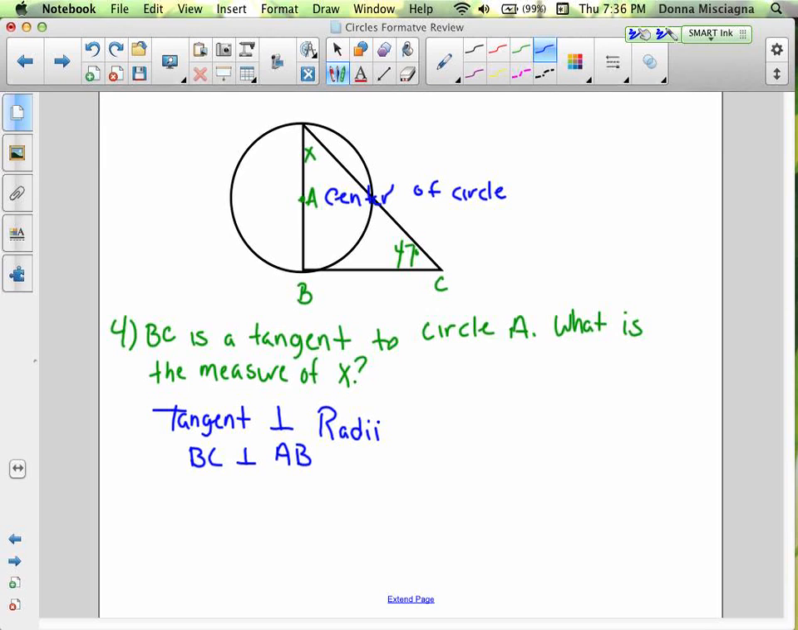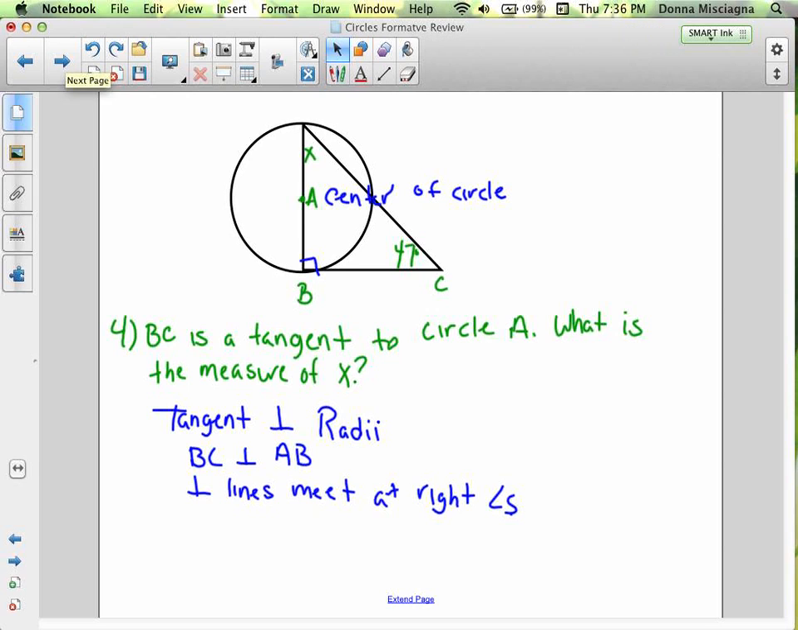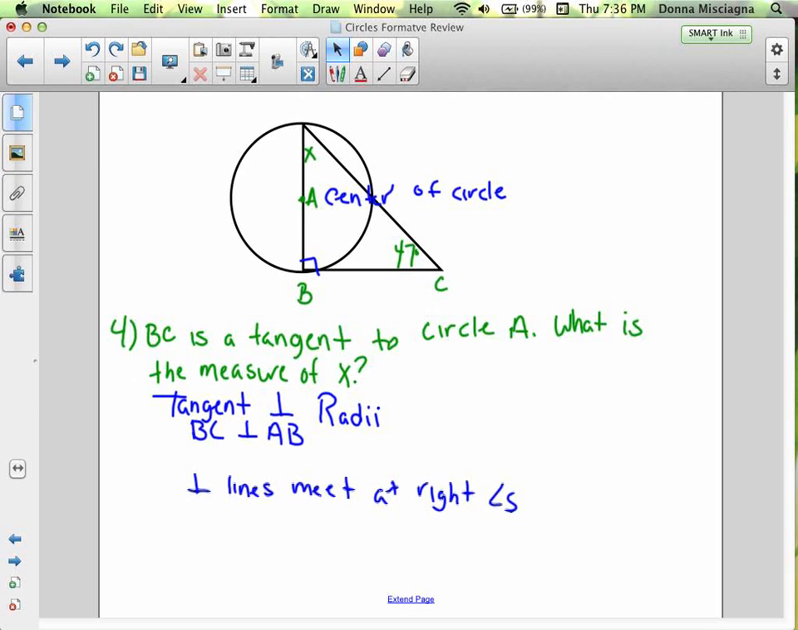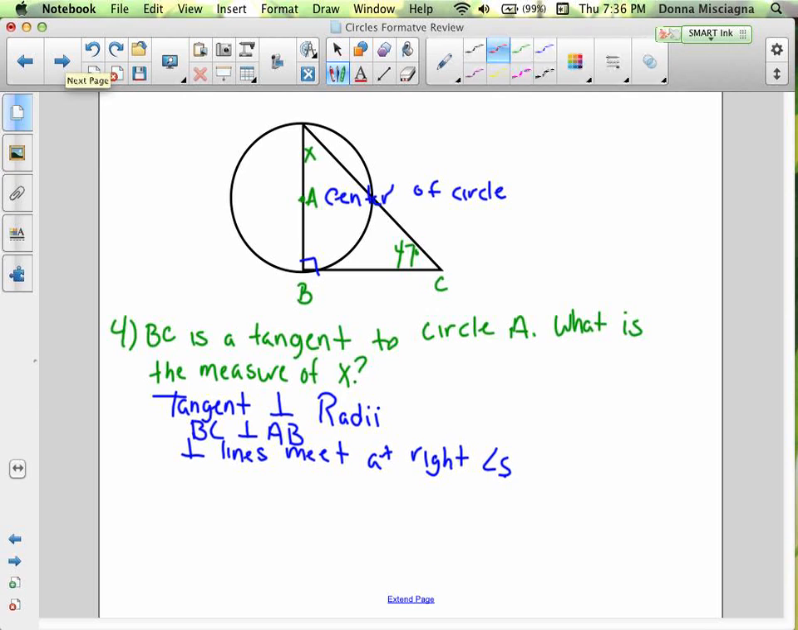And we know that perpendicular lines meet at right angles. So that means this is a right angle. Right, so now we know two angles in a triangle. We can just use the triangle sum theorem. I need to learn to write smaller. So use the triangle sum theorem to solve for the third angle.